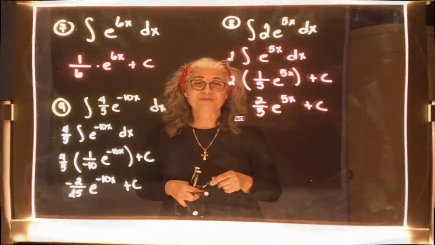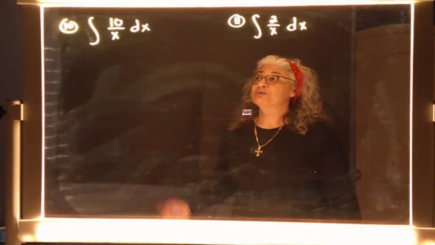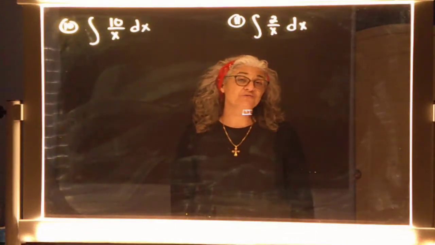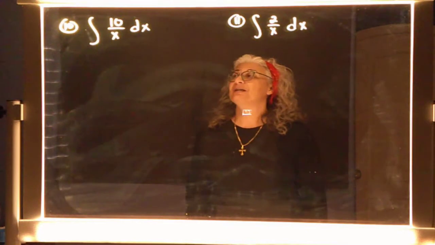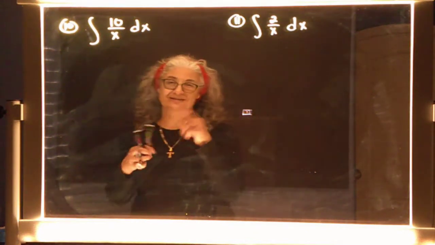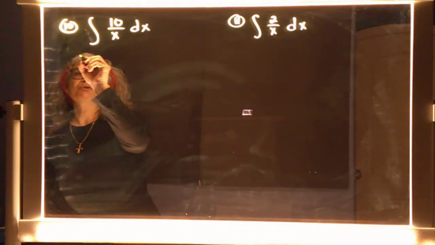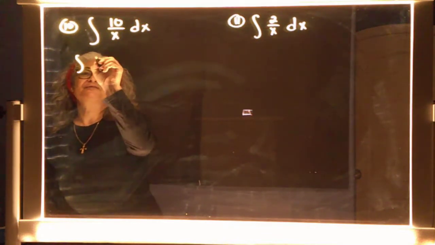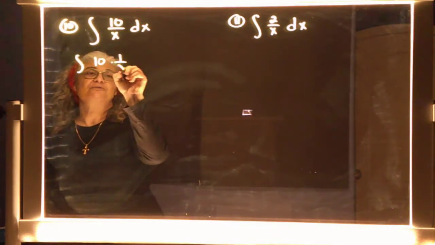Got some more problems. All right, number 10. We're taking the antiderivative of 10 over x dx. So first off, let me write this problem another way. Could we write this as the antiderivative of 10 times 1 over x dx?